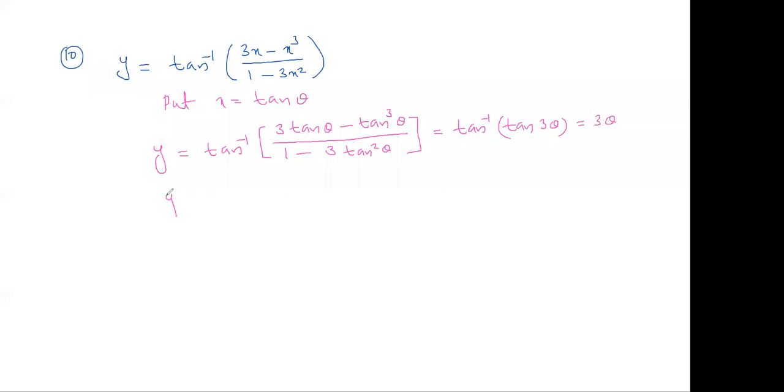So you got y is equal to 3 theta. That is 3 into theta, and since x is equal to tan theta, theta is equal to tan inverse x. So it is 3 tan inverse x. So dy by dx is equal to 3, a constant, into the derivative of tan inverse x, which is 1 by 1 plus x square. So that's all. That's the answer. Understood?